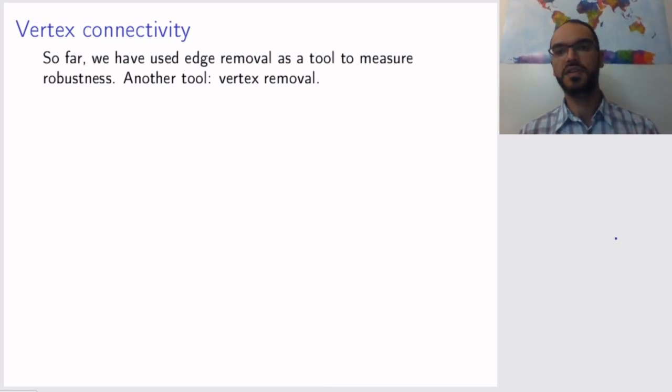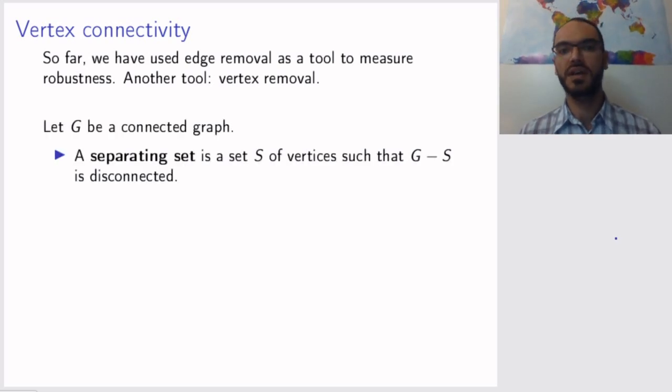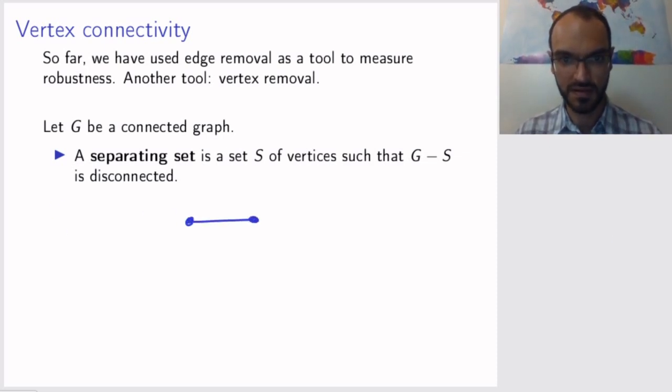So far, we've talked about removing edges and testing how robust a graph is by removing edges. Instead, you can look at it the other way around and ask about removing vertices. So if you have a connected graph, then a separating set is somehow the vertex analog of a disconnecting set. A separating set is a set of vertices so that when you remove it, you end up with a disconnected graph. So let's look at this graph, for example.